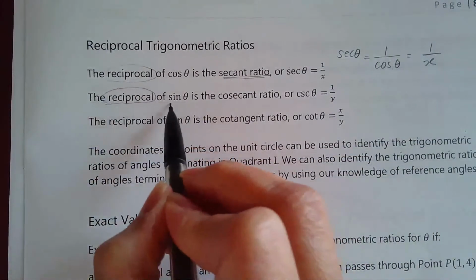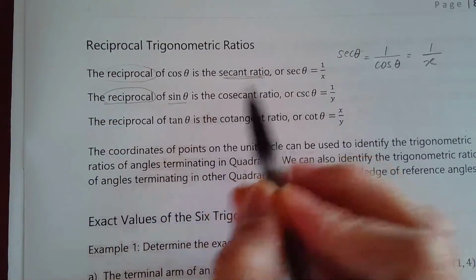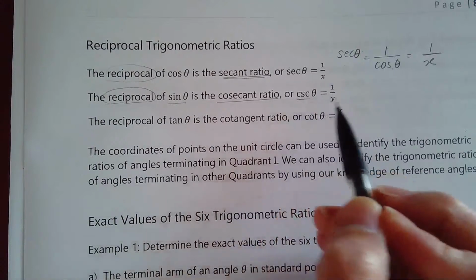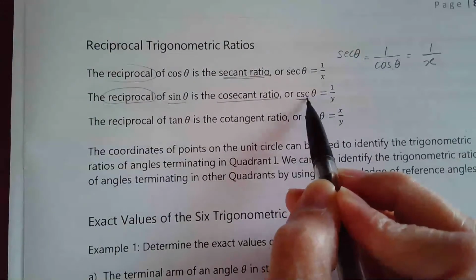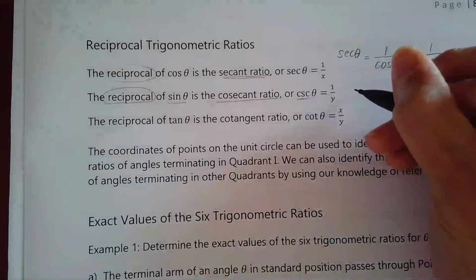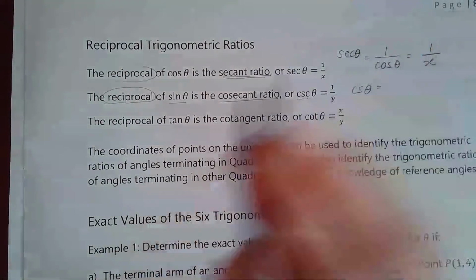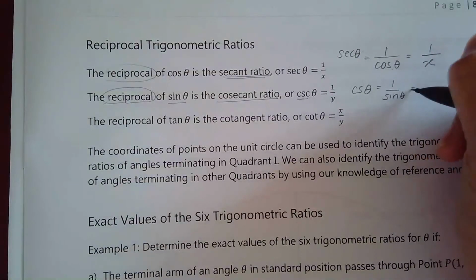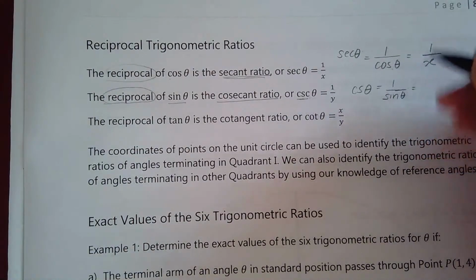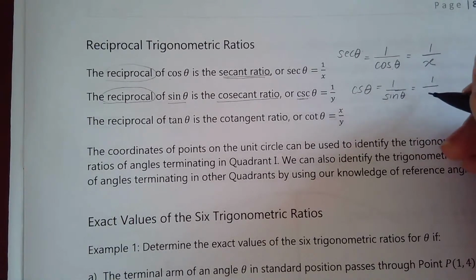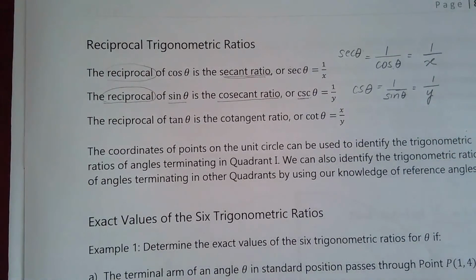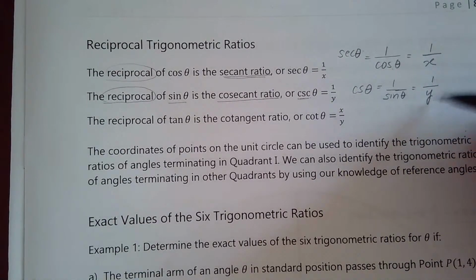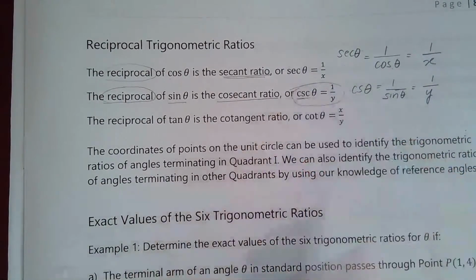Reciprocal of the sine theta is called cosecant ratio. And this is the shorthand writing of it, CSC, cosecant theta. And we know that cosecant, because it's a reciprocal of sine, is going to be 1 over sine. And then we said, well, what is sine? Well, sine is the y value in our unit circle. So cosecant is the same thing as 1 over y. So that's why it's like that.